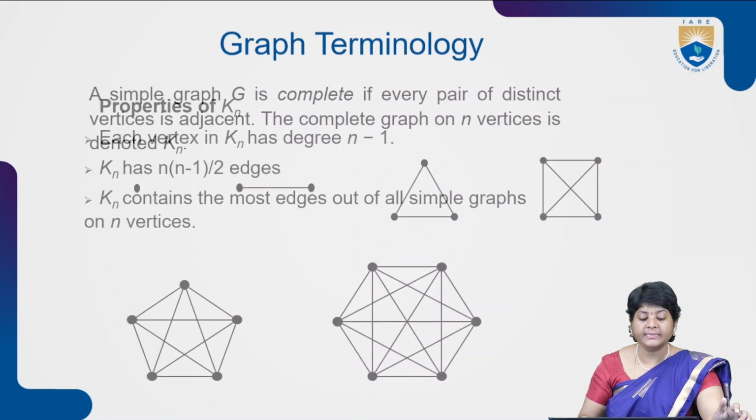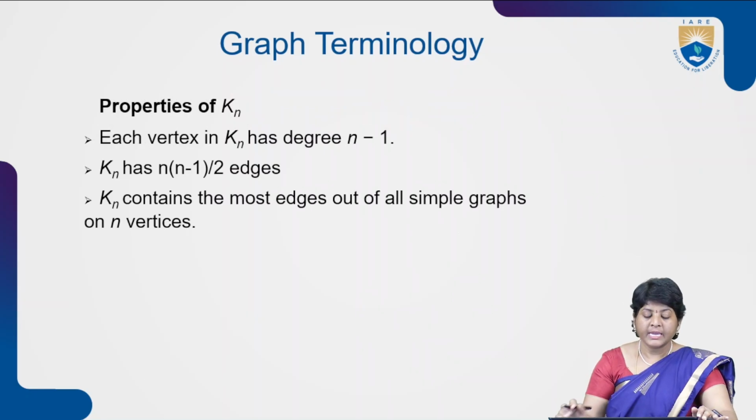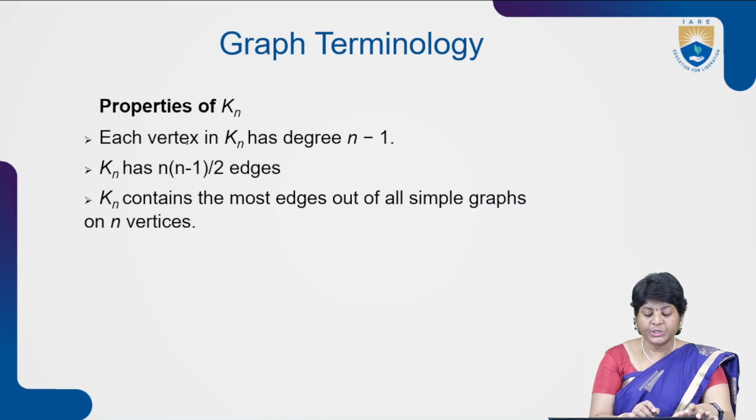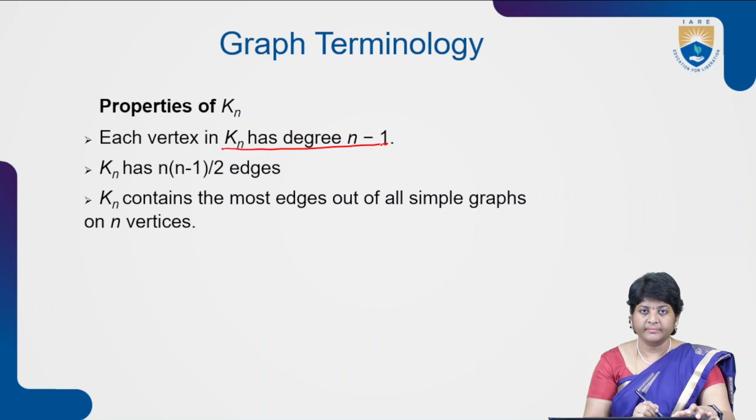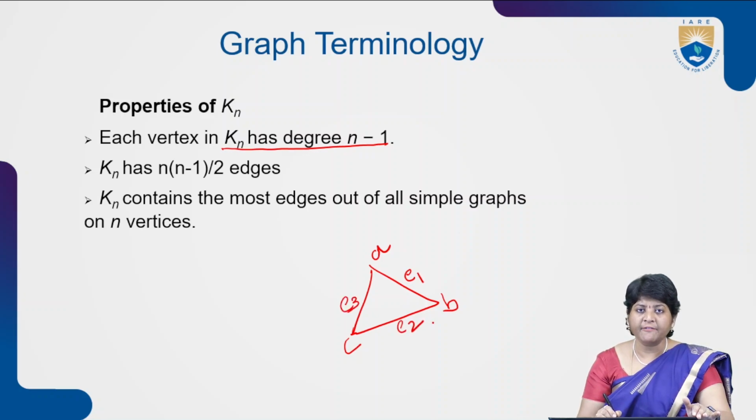And the next topic is properties of this complete graph. Here, a few properties are there. First one, each vertex in Kn has degree n minus 1. Example, here I am taking a graph which has 3 vertices A, B, C and edges E1, E2, E3. Since this is a simple graph, we can tell 3 edges or 3 connecting lines are there.